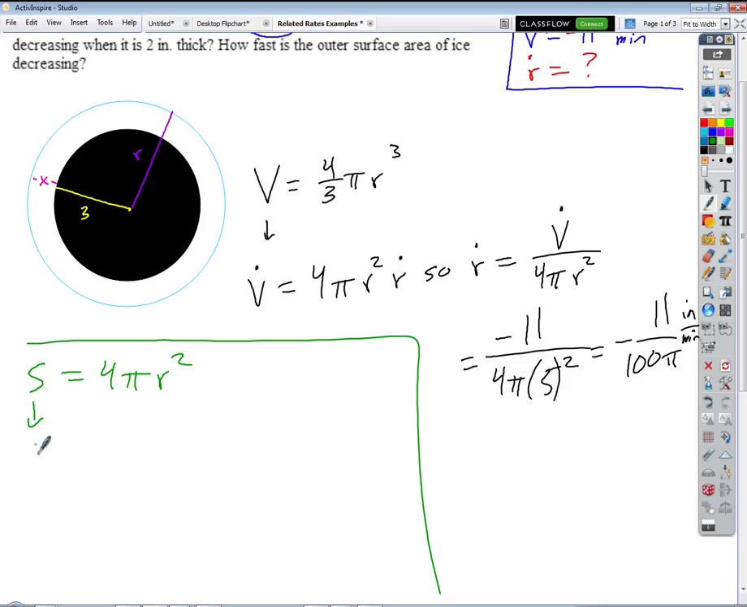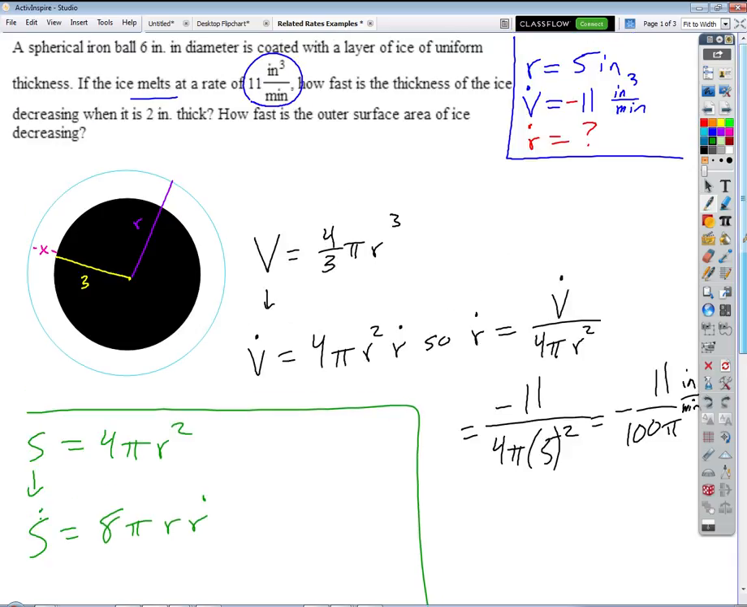Differentiate, and I get S dot equals 8 pi r dot. Okay, and look what we could do here. We really answered this question in part A, didn't we? So whatever answer we got for r dot, we're just going to plug that in, and now we can plug and chug with the other quantities. And we're done.